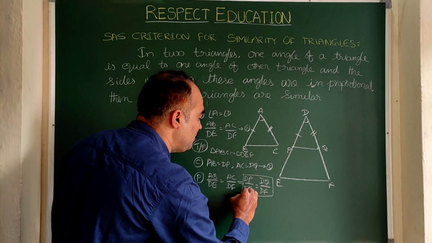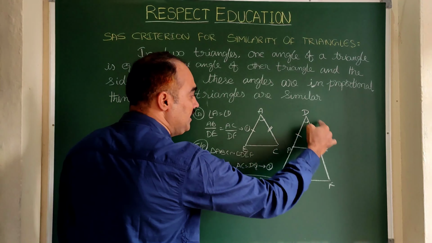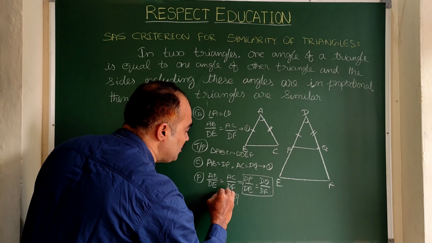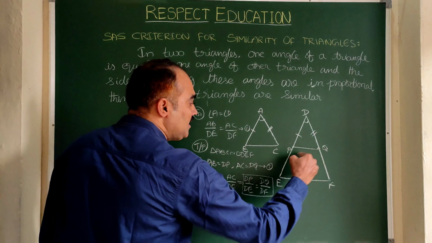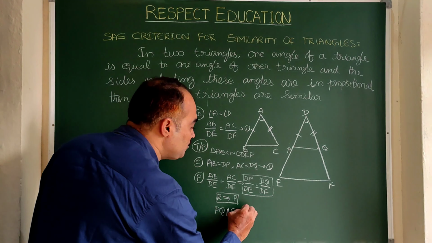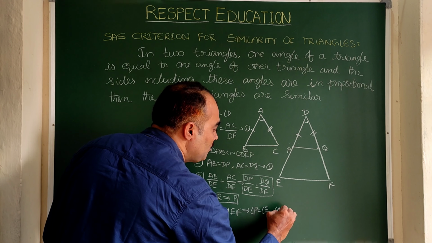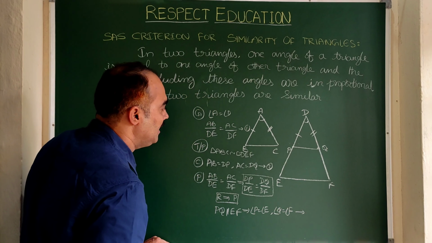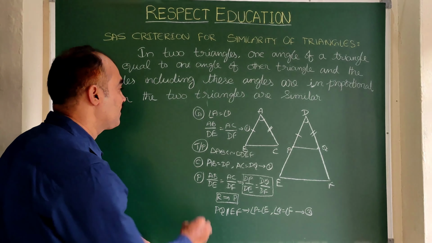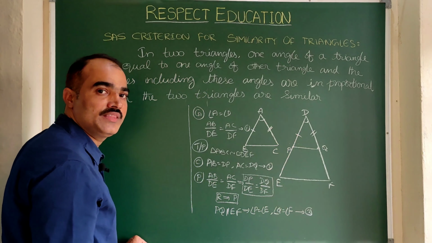Now you compare this ratio. Here you see DP by DE equal to DQ by DF, means when ratios are equal, lines are parallel. This is by converse of BPT. So lines are parallel. So we can say PQ is parallel to EF. When PQ is parallel to EF, their corresponding angles are equal. Angle P equal to angle E, angle Q is equal to angle F. Let us take it as equation number 3. Now here angle P equal to angle E, angle Q equal to angle F we got.